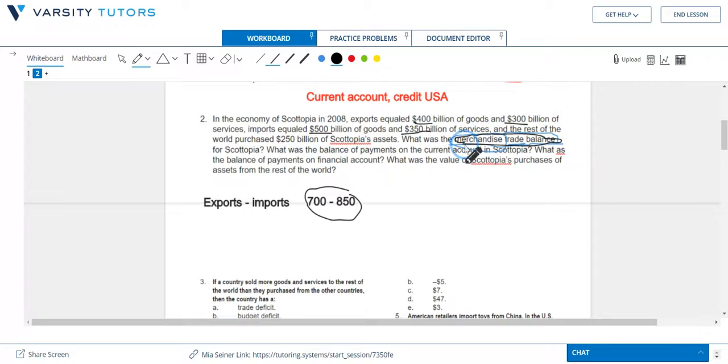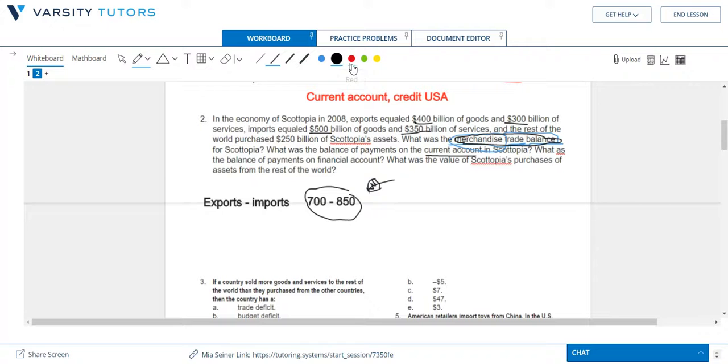Now take it a step further. What is the balance of payments on the current account in Scotopia? Well, the balance of payments on the current account is defined as your trade deficit. So it's the same exact situation. This is a redundant answer, but negative 150 is the balance of payments on the current account.